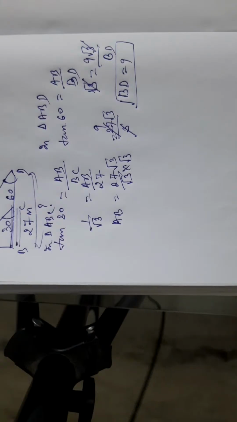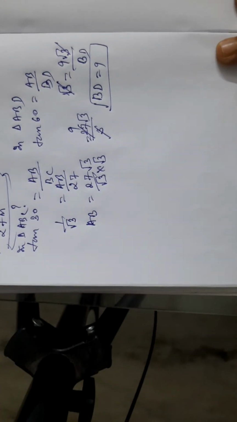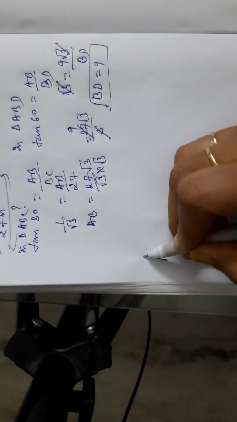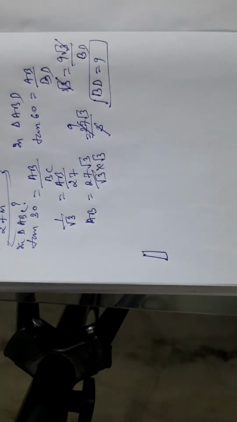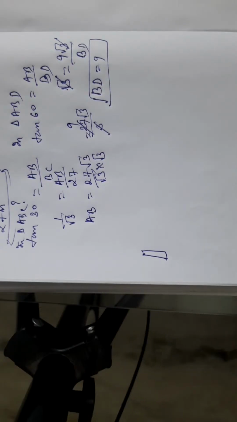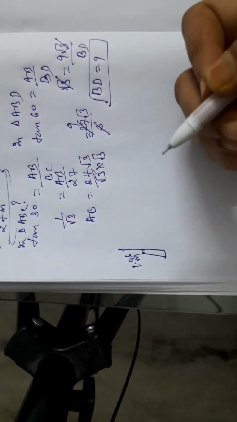Okay, now coming to the next question. These kinds of questions are very important for board exams. A statue 1.46 meter tall stands on the top of a pedestal. A pedestal is a stand or base on which some statues are kept. So here there is a pedestal, and on the pedestal there is a 1.46 meter tall statue. So the statue's measurement is 1.46 meter.